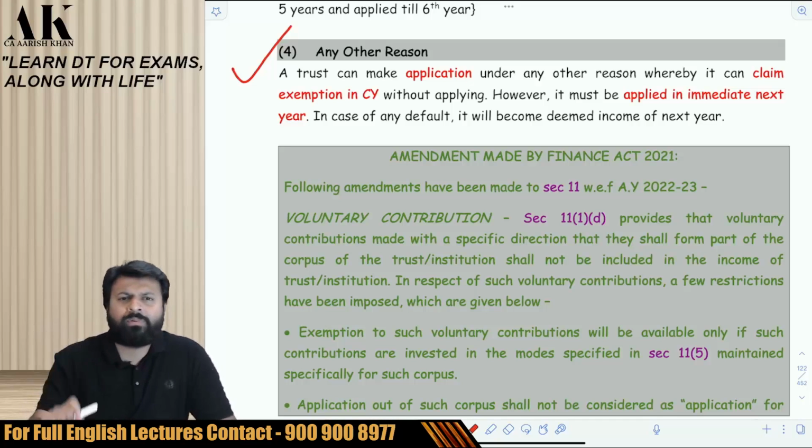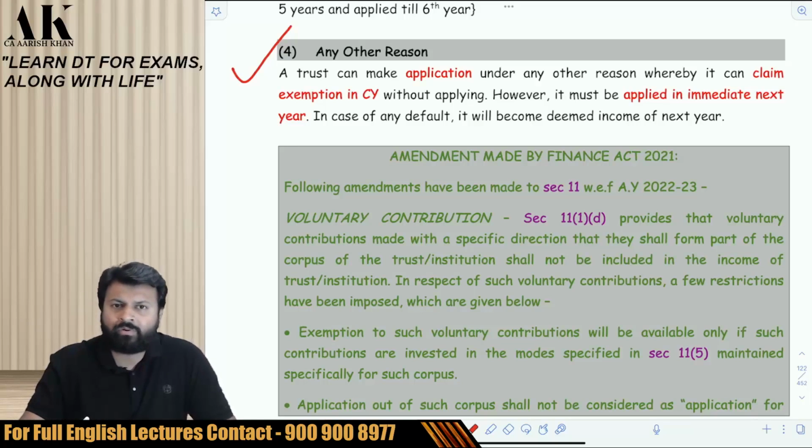The unutilized portion will become deemed income, not the entire amount. Suppose you are claiming an exemption of 10 lakh, and if you apply 6 lakhs in the next year, then deemed income will be 4 lakh only. Okay. So these are some of the reasons by which you can save your tax.